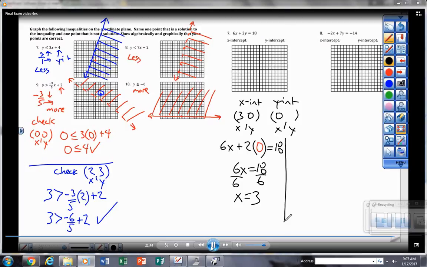Next one, plug in 0 for x instead. So 6 times 0 plus 2y. That gives me 2y equals 18. That means y equals 9. And then they want you to plot those points. So 3, 0 on the x-axis, 0, 9 way up on the y-axis. Draw your line through them. Any equation like that is explicit. Draw a line through them. Continuous. And that is linear.